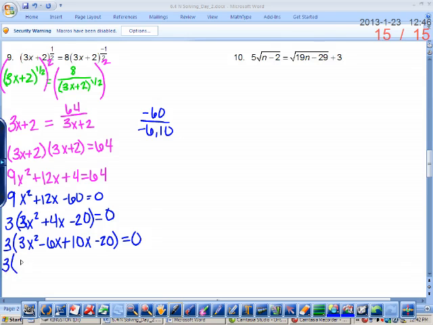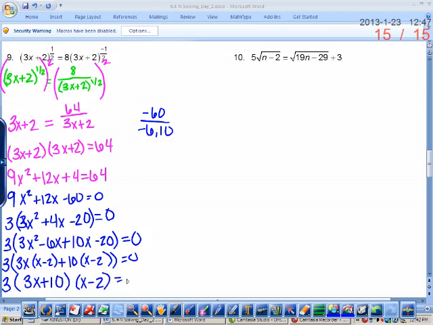All right, pull out the GCF of the two groups. So I have 3x times x minus 2 plus 10 times x minus 2. My insides match, which is awesome. So I have 3x plus 10 times x minus 2. All right, so what are our possible solutions? X equals negative 10 thirds and x equals 2.